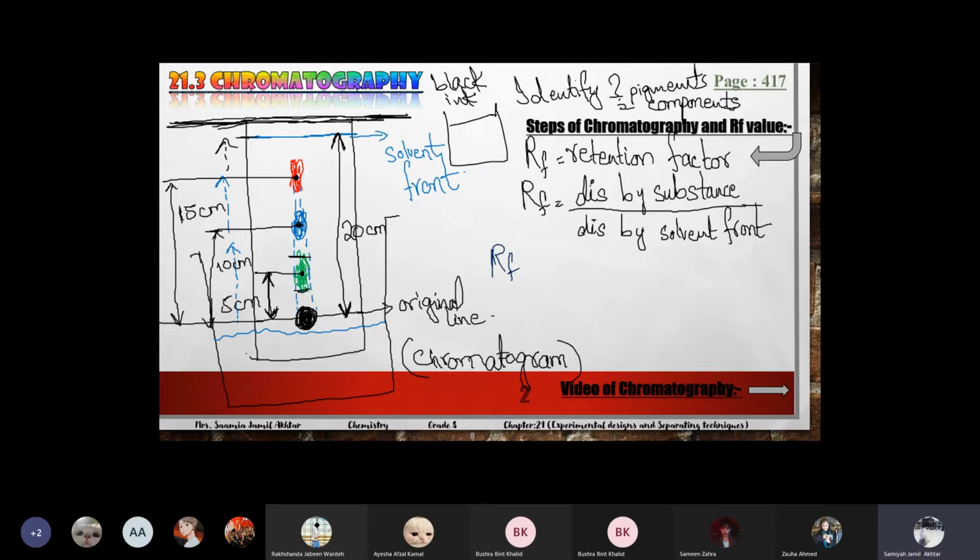So RF value for green color is equal to, what is the distance traveled by the substance of green? Very good. And solvent front? What will be the answer? It will be 0 point something. Girls who are at home, do you have calculator? Please calculate. For the blue, it's 10 centimeter divided by 20. You should know this. It's half.